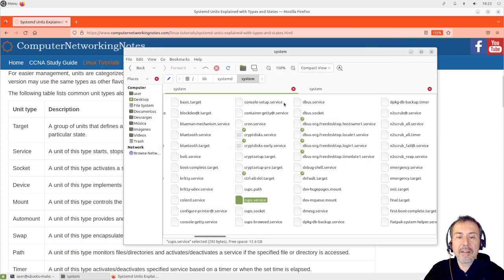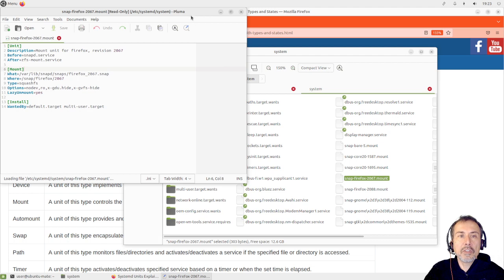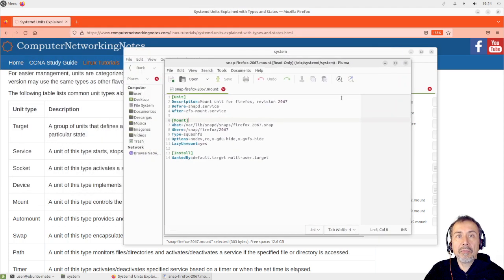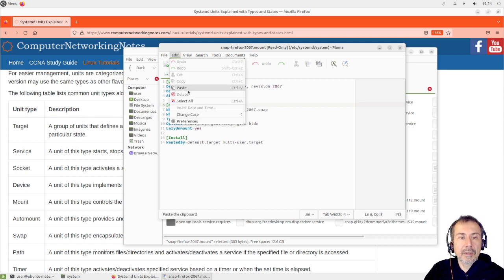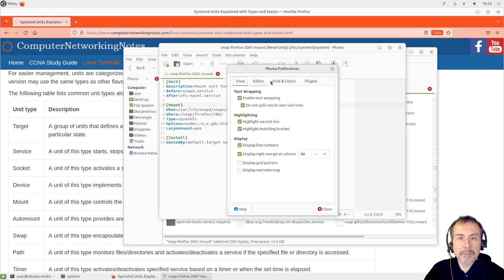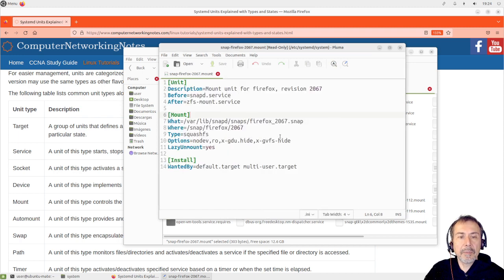The next thing that we have here are mounts. We will see this better here with Firefox. Mounts represent file system mounts in our system. In these units, for example, I think I will increase the font. This isn't easy, so I will do it in preferences, fonts. Okay, maybe this is bigger and better.